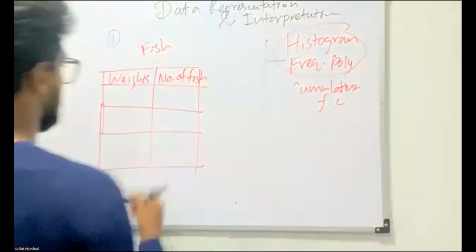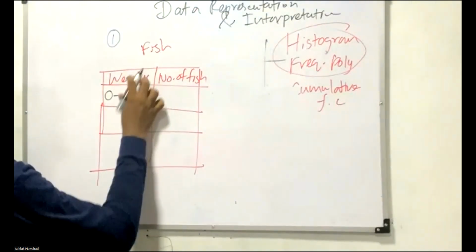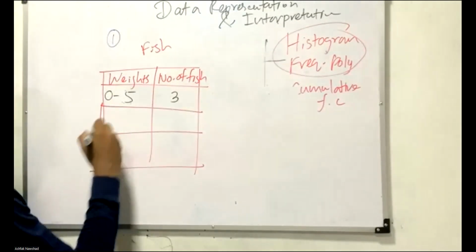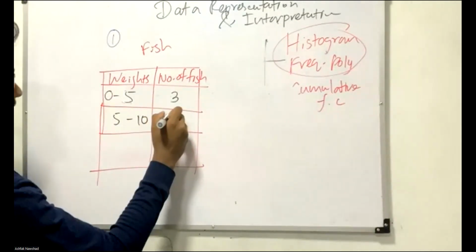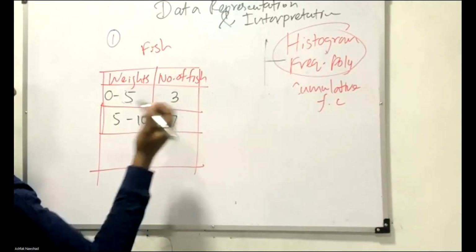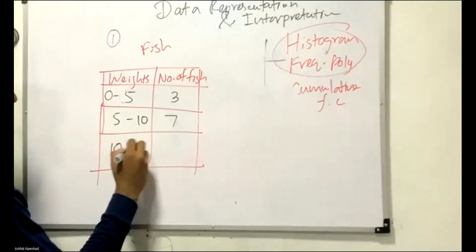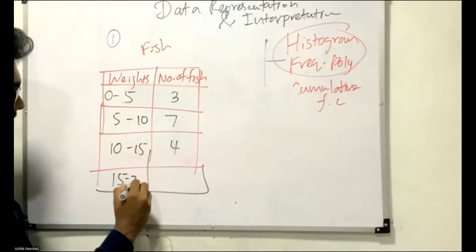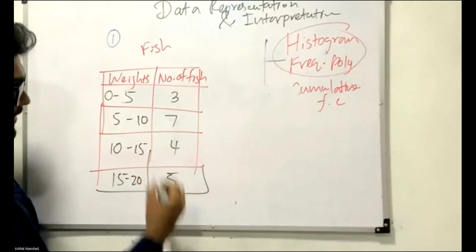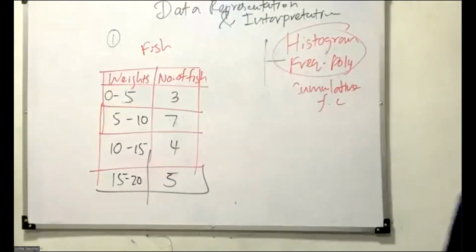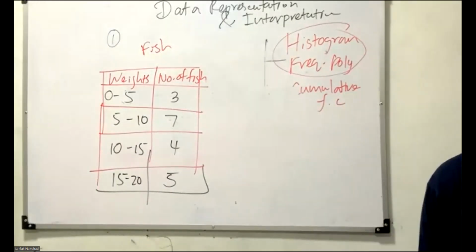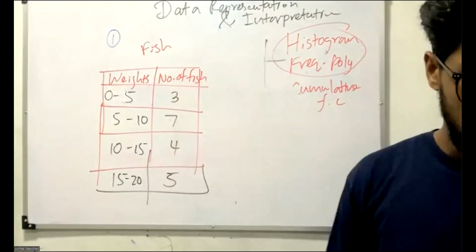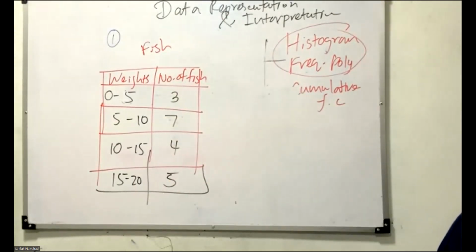For example, from 0 to 5 kilograms, there are 3 fish, and from 5 to 10, there are 7. Then 10 to 15, there are again 4. And 15 to 20, there are 5 fish. So this is how they'll give you the question in the example. Sometimes they'll have some blanks here, and you will see how to fill those blanks.